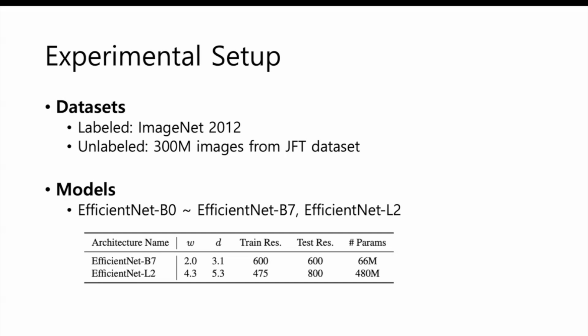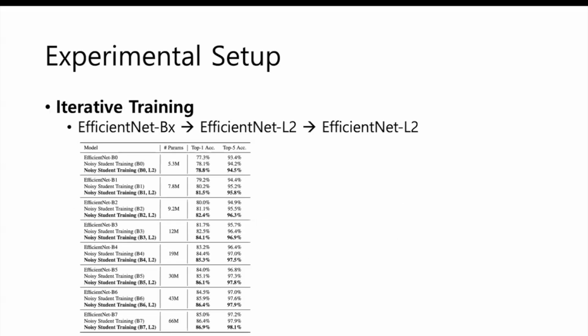EfficientNet B0 became the first teacher model to predict labels for the JFT dataset. They then scaled up to EfficientNet B7. Finally, they chose B7 as the teacher model to obtain L2, which is wider and deeper. They tested many combinations of models from B0 to B7 to obtain L2. And all combinations performed better than the normal EfficientNet.